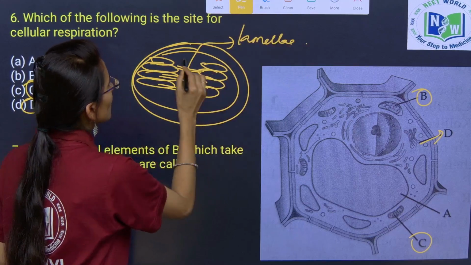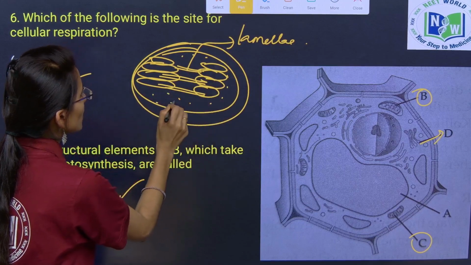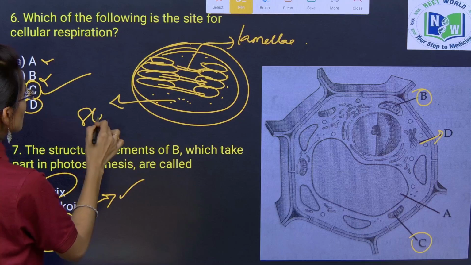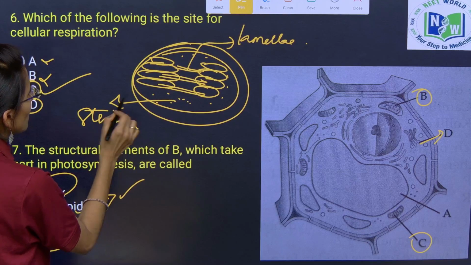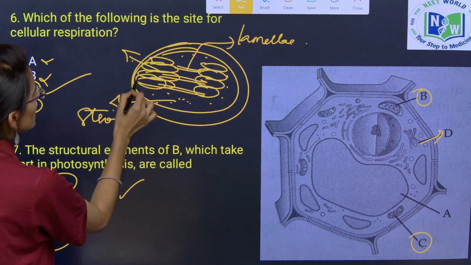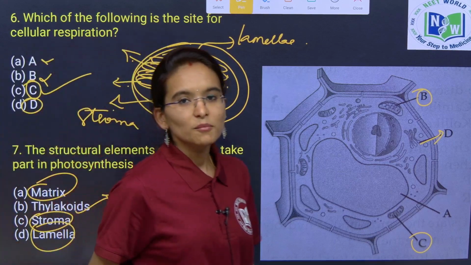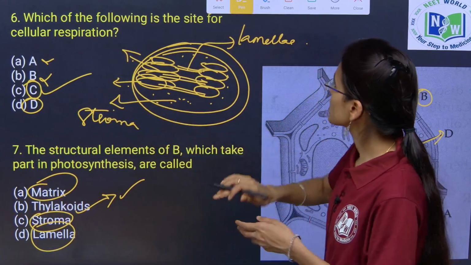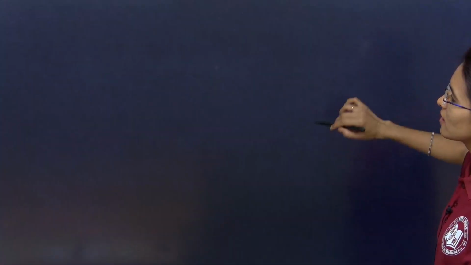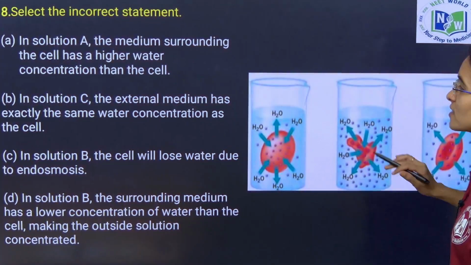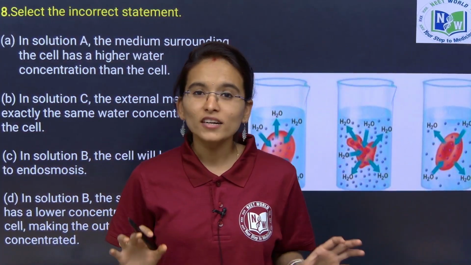And here all the fluid filled substance is called what, children? This is called the stroma. Clear? And these are thylakoids, and the single structure is called the granum. Clear with the concept? Clear with the 7th question? Yes. Next, moving towards the 8th question. It is a very important concept.